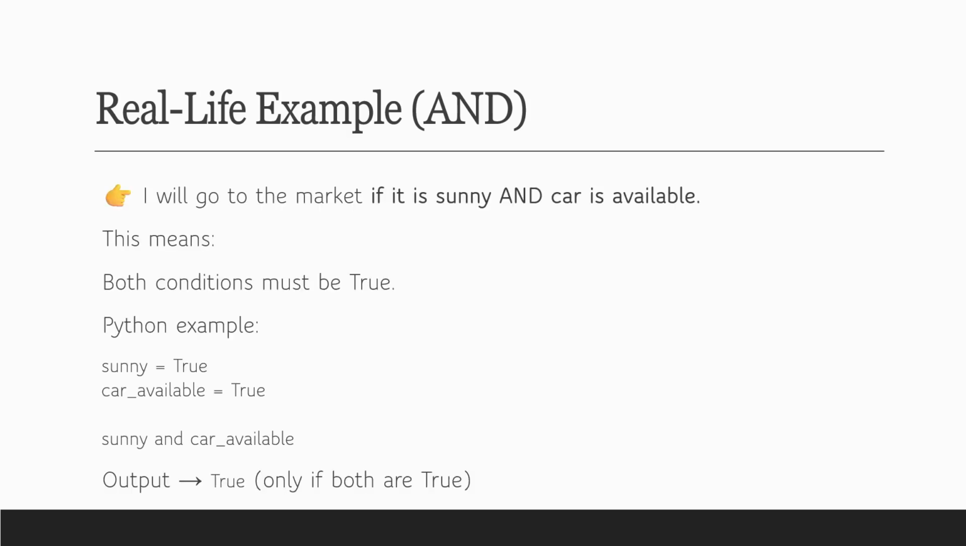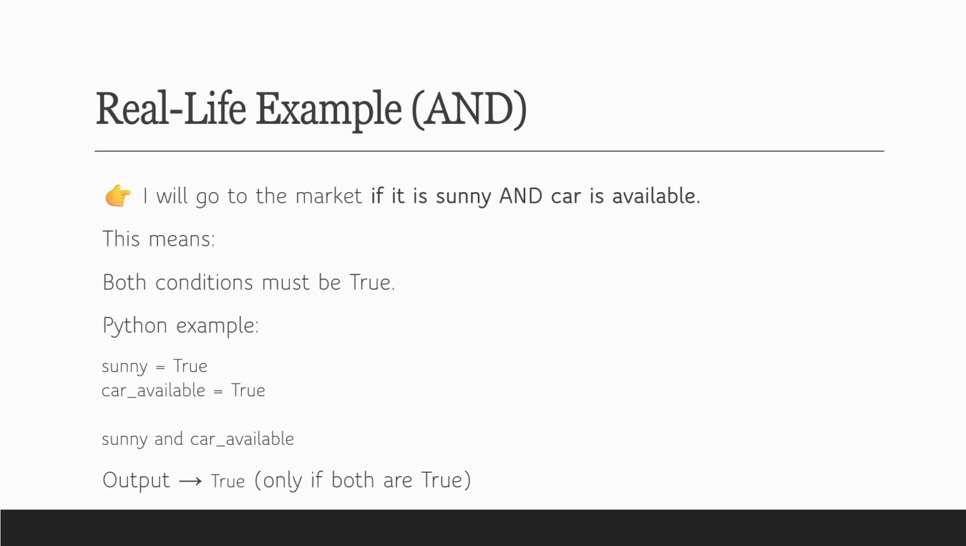Let us understand the logical operator and with a real-life example. Imagine you say, I will go to the market if it is sunny and the car is available. This means both conditions must be true. It must be sunny, and the car must also be available. If even one of these conditions is false, then you will not go to the market.